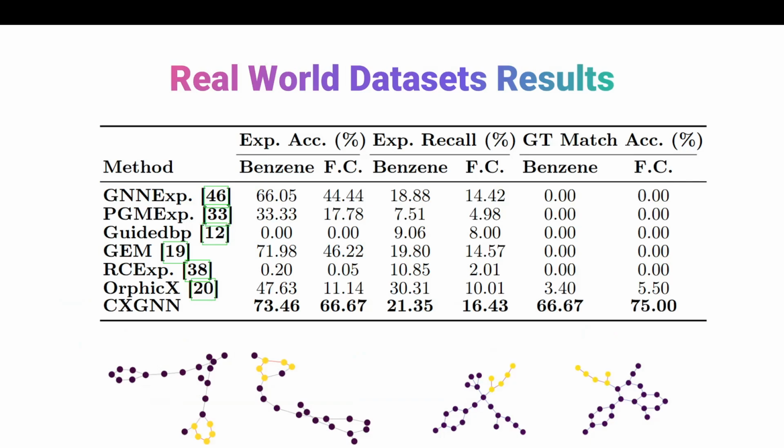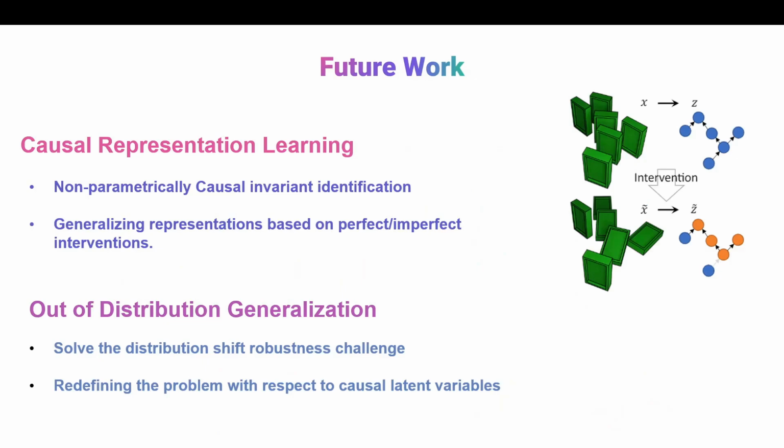In the real-world datasets, you can see that it outperformed most of the GNN explainers. The GNNExplainer, PGM-Explainer, guided backpropagation, GEM, RC-Explainer, and Orphic X are all outperformed in the real world for the two cases where we have knowledge of the ground truth in chemistry, like benzene and FC molecules.